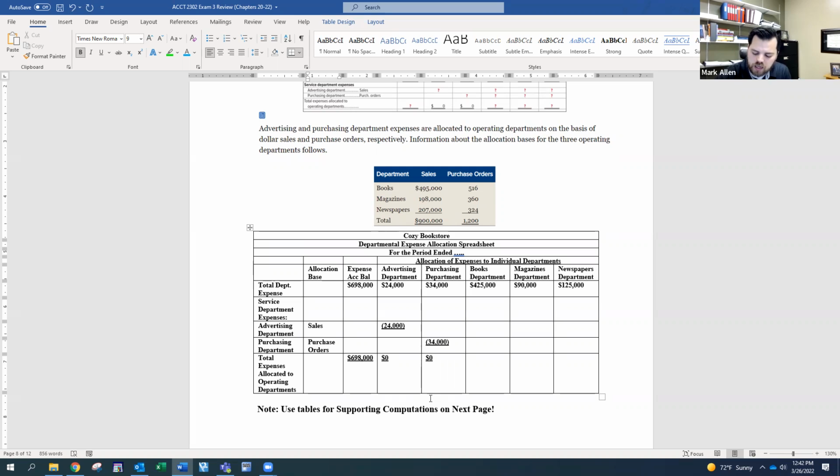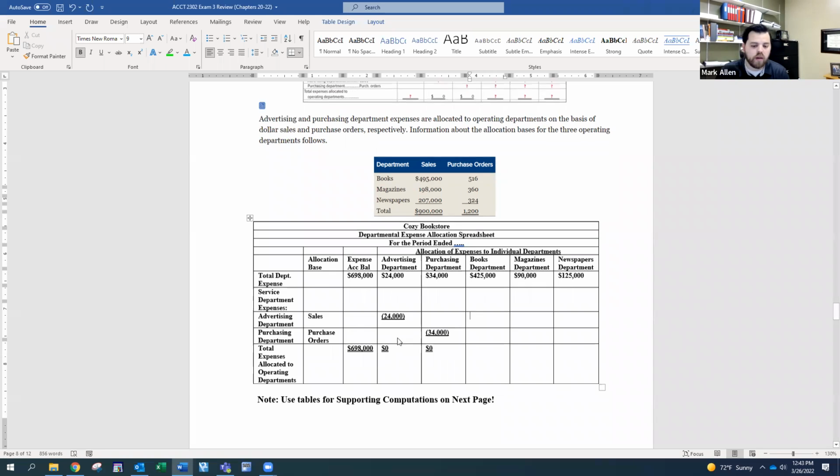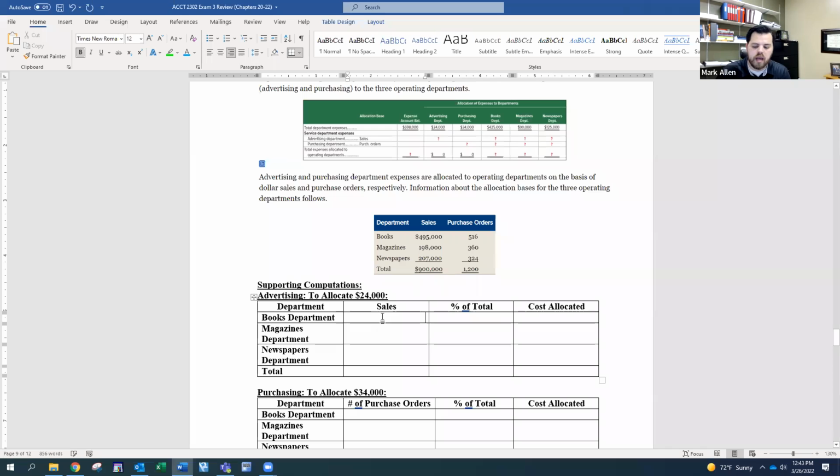But what we're going to do is deal with this partitioning, because with this 24,000, we're not just going to say, oh, okay, I'll put 8,000 in each one of these and we'll just evenly split that. That's not right. That's not what we're doing here. There's actually an allocation method they told us, and it's based on sales. So on the next page, we're going to use our tables to help us with this.